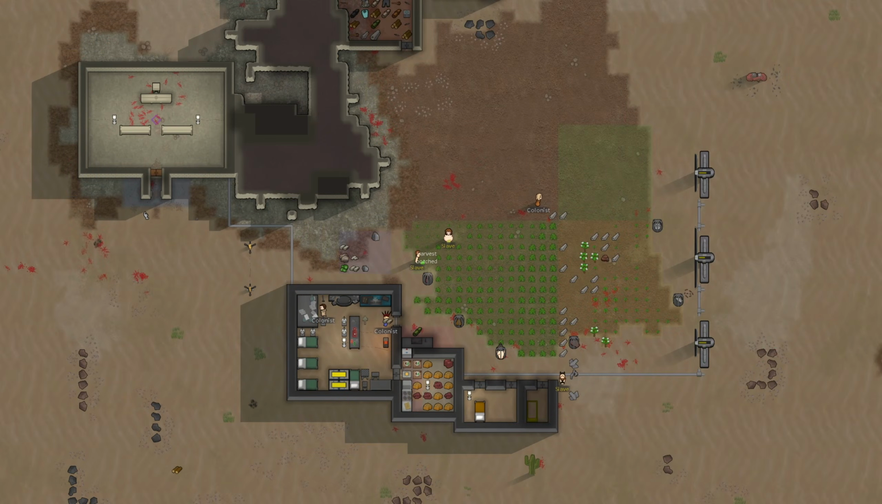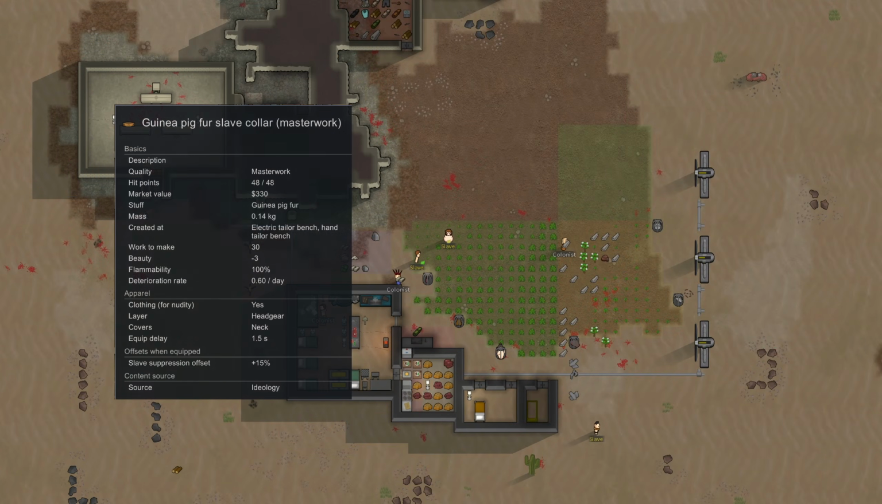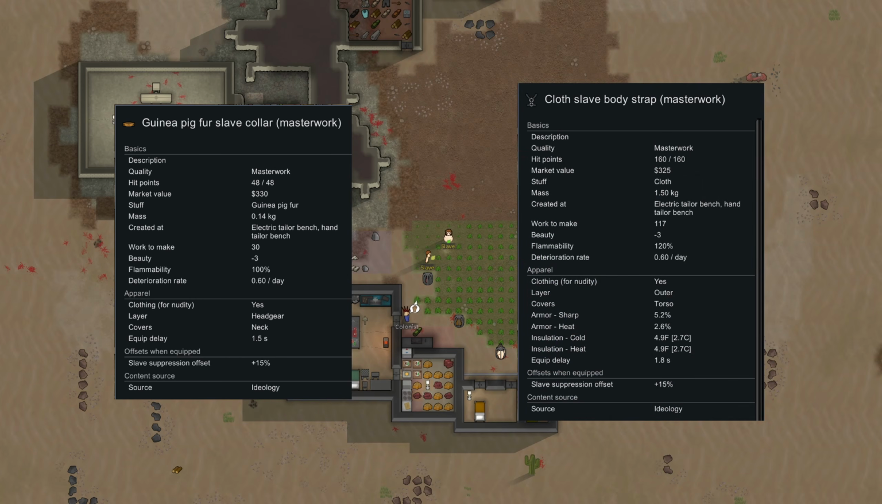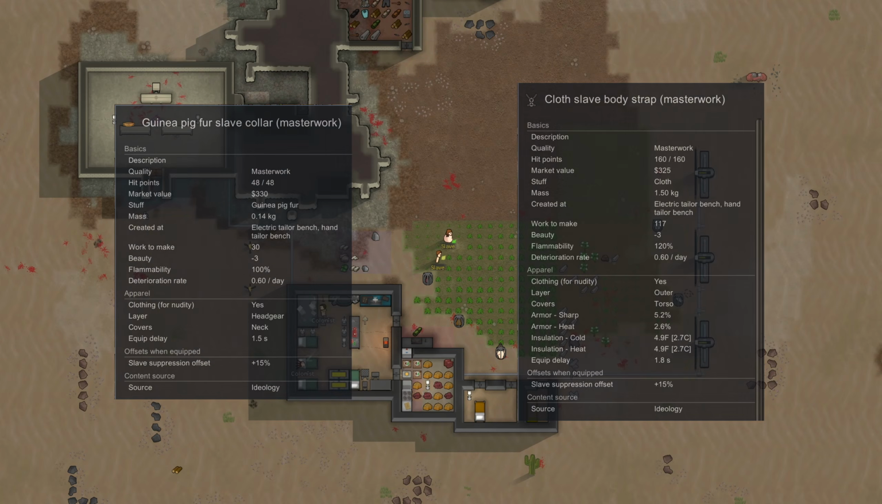Two very effective tools to suppress slaves are the slave collar and the slave body strap. They are pieces of clothing that you can have your slaves wear that will significantly slow down or even stop the loss of suppression. Each piece reduces suppression loss by 15% per day, which when worn together can completely stop suppression loss as long as the slave isn't wearing other clothing or armor that would negate the effect.